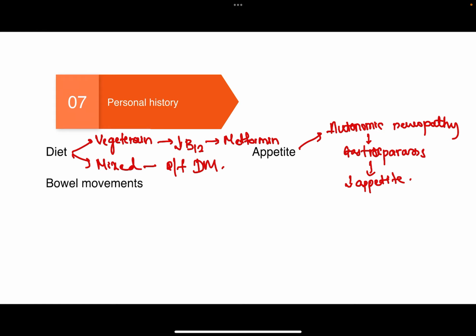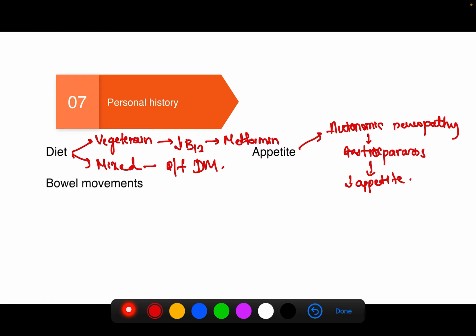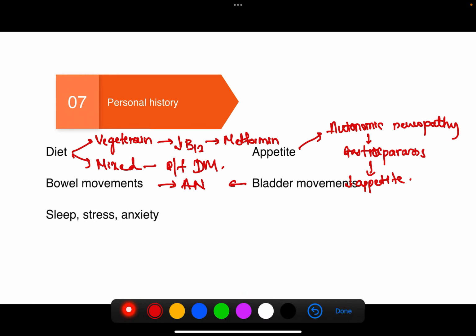Then the next thing is to ask about bowel movements and bladder movements. The reason is the same: they will be having autonomic neuropathy and these movements might be altered. Stress and sleep: you should ask about the stress level, how much stress the patient has, and how the sleep of the patient is.